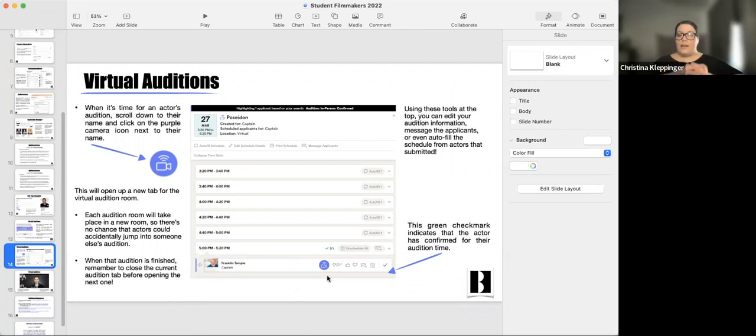The way that this works, I think, is brilliant. The audition schedule is going to stay open in one tab of your browser. And when you click on the purple camera icon, it's going to open up the audition room in a separate tab. That way your schedule stays open all the time. You don't have to hunt for it in between people. You have your audition in this second tab. When it's over and you're done talking to Franklin, you'll just click out of that one and be right back to your schedule so that you can jump into the next room. Super, super simple to use.